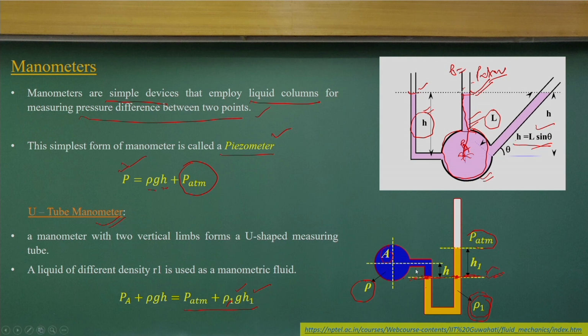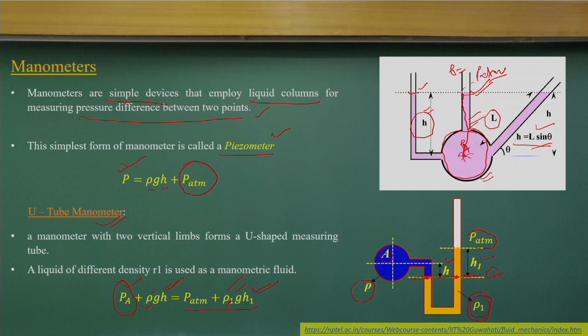Similarly, the pressure at this point will be PA plus rho g H. Rho is the density of the liquid carried by this pipe, and g and the height are as observed in this case. So you have H here, and H1. If I know the measurement of these two heights, the density of the liquid carried by the pipe, and also the density of the manometric liquid, then I can compute the pressure PA.